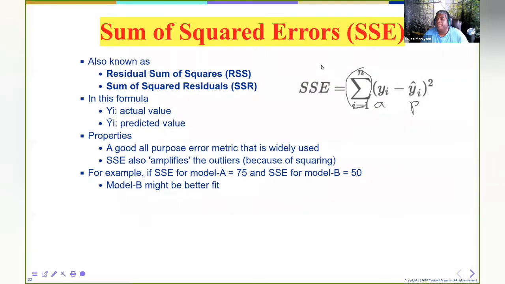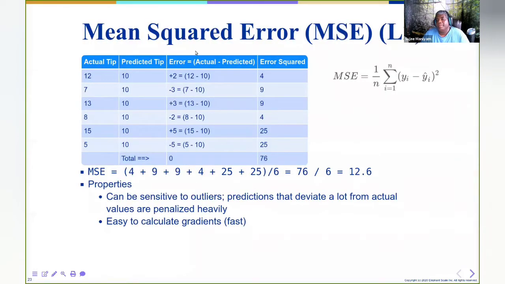So in practice, we use a slight variation. We take the sum of squared error, same formula, exactly the same. And then what we do is we divide the error by the number of samples. We take an average, that's why it's called mean. So mean sum of squared errors, also known as MSE.